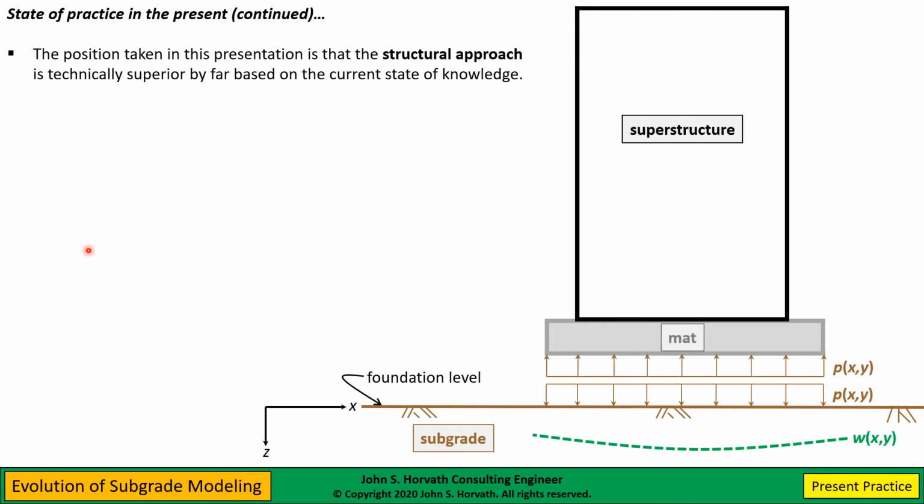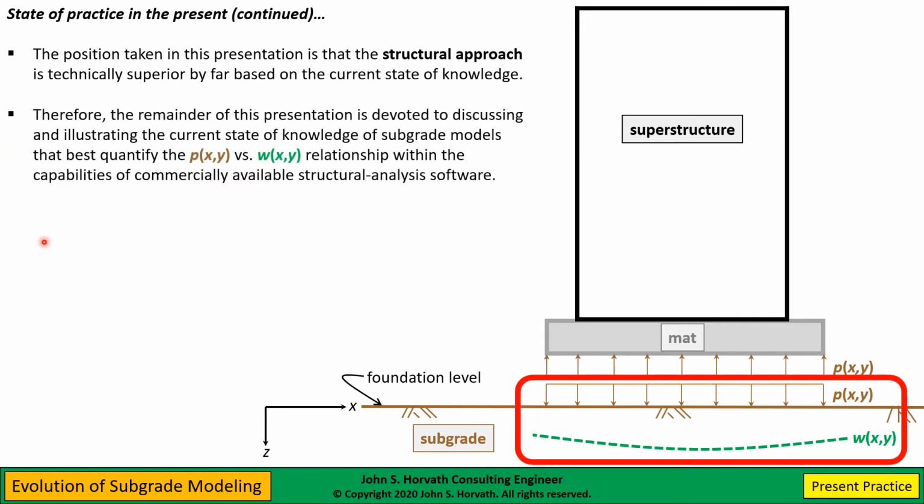So for the rest of this presentation, I'm going to assume that the structural approach is technically superior, meaning that we geotechnical engineers have to come up with a subgrade model that works within the confines of structural analysis software. All right? So this is really the focus of the rest of this presentation. How can we come up with a good subgrade model to link subgrade reaction and settlement and stay within the confines of commercially available structural analysis software? And I think you'll see we could do pretty darn well nowadays.